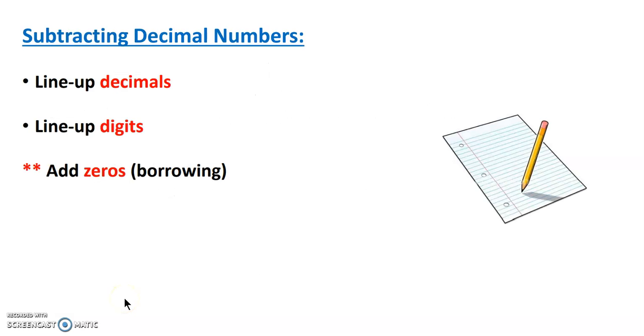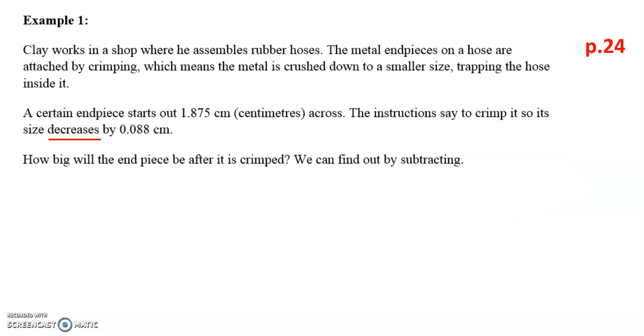When we subtract decimal numbers, we need to remember when we're doing it by hand, we need to line up the decimals, and that means lining up the digits. And sometimes that means adding zeros so that we have the same number of decimal places. And when we add zeros, it usually requires borrowing. So let's look at this example.